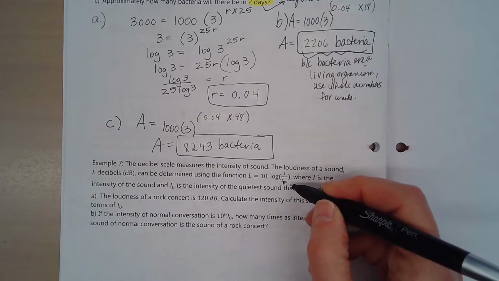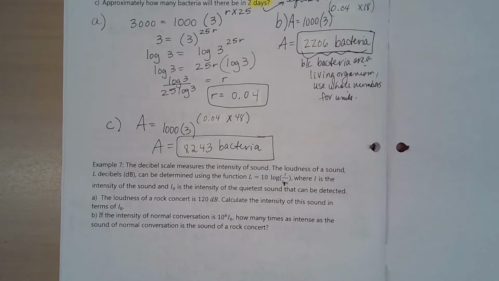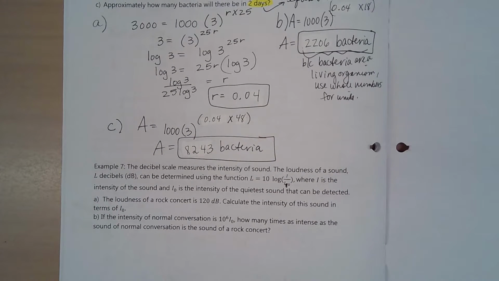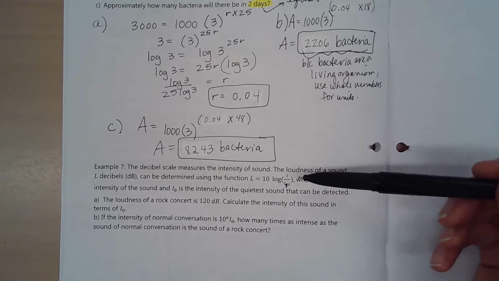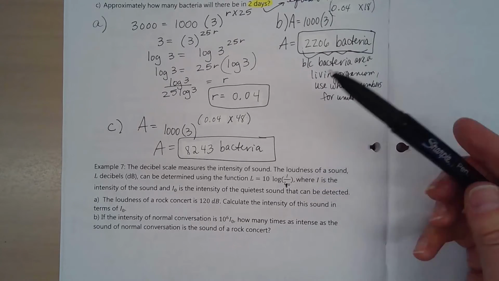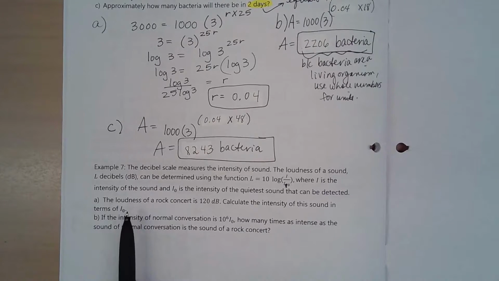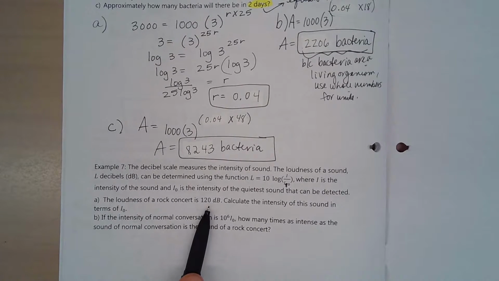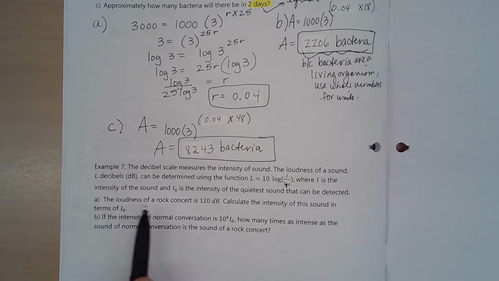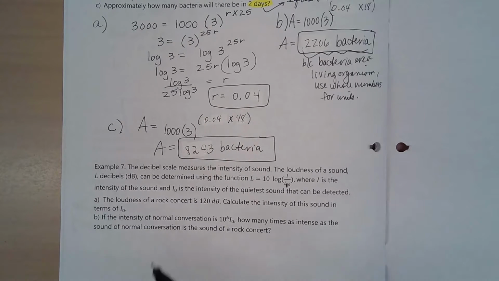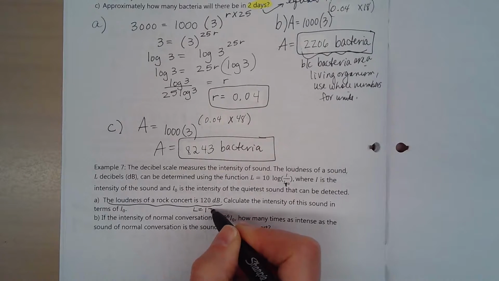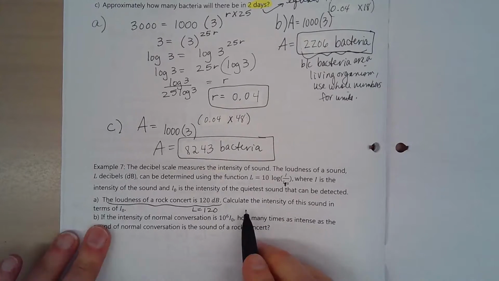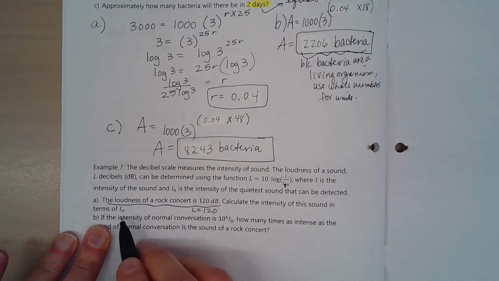Okay, so this I-naught really represents, it's insignificant, right? They're always comparing a loudness of sound to the loudness of, I think they had a whisper in your book, or it's the quietest sound you could ever detect with the human ear. So this is negligible, right? It's almost nothing. But that ratio is the comparison. So here it says, part A, the loudness of a rock concert is 120 decibels. So the loudness is 120. That is the L, right? So L equals 120, just to keep everything in perspective here. Calculate the intensity of this sound in terms of I-naught.